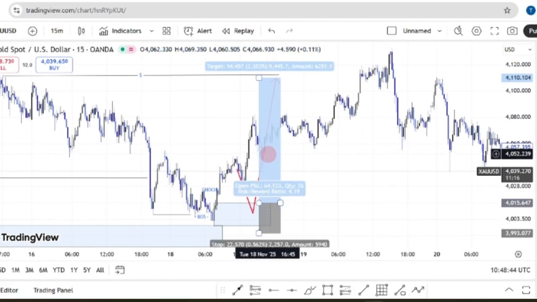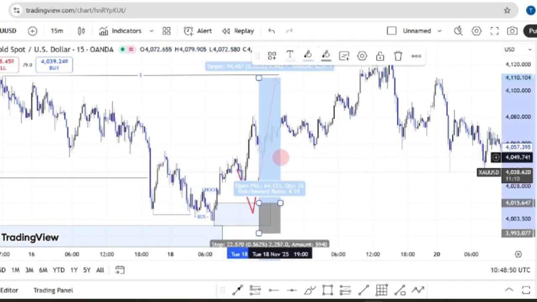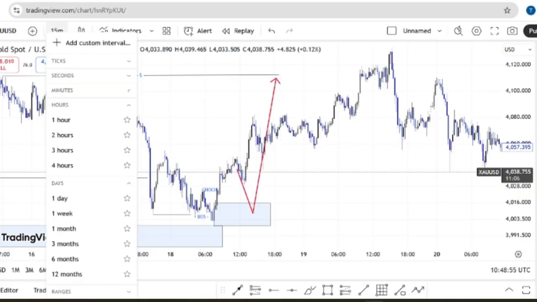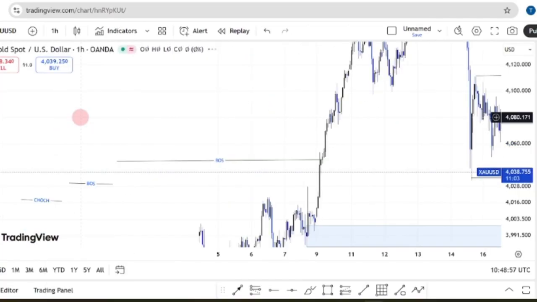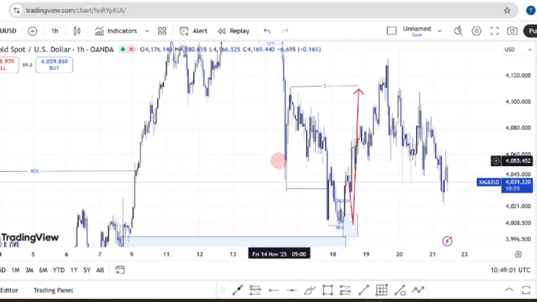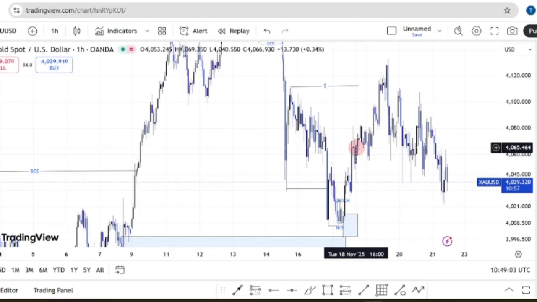The target was to the upside. That was the first trade I actually had in mind, but this didn't come to play. So let's move on to the next one. But this is just to explain to you that if you're able to actually understand your directional bias, you will still get clean pips on your trading.